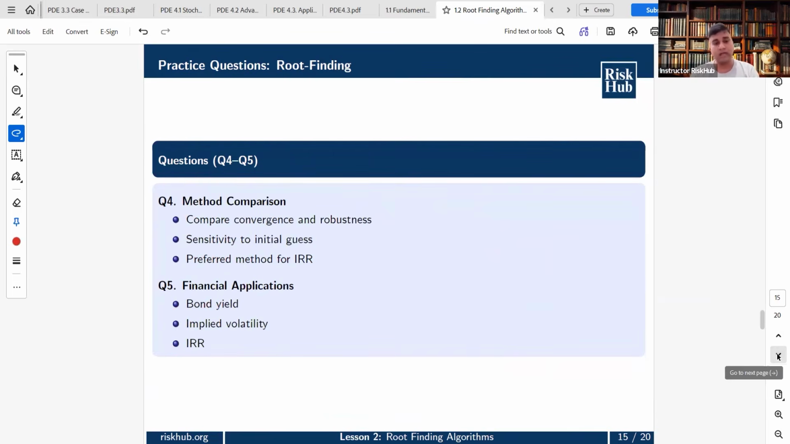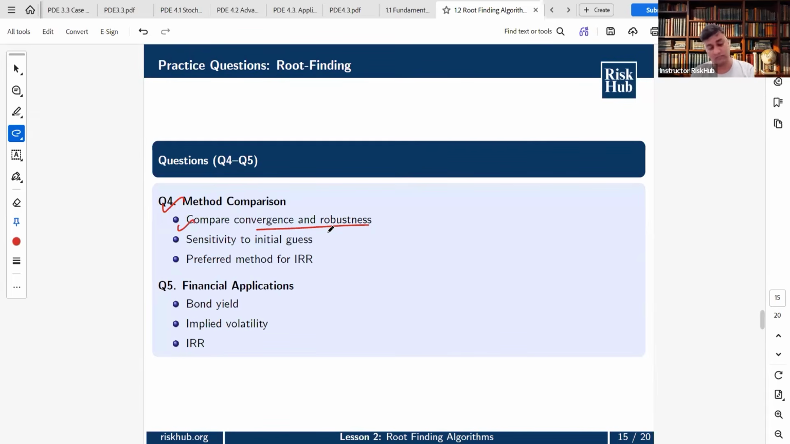You have method comparison, compare your convergence and robustness. Again, convergence: bisection, slow, linear; Newton is fast, quadratic. Robustness: bisection, very robust; Newton-Raphson, less robust. Initial guess sensitivity: bisection, low; Newton-Raphson, high. Derivative needed: bisection, no; Newton-Raphson, yes.